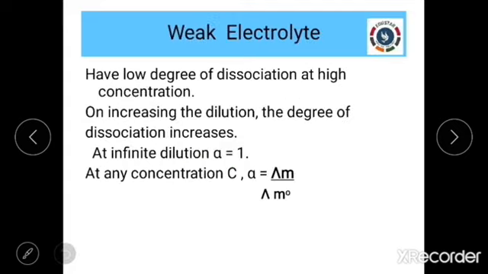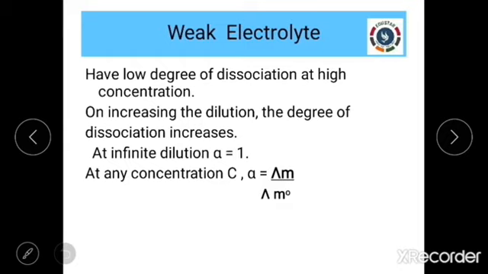Now we are going to move on to the weak electrolytes. In weak electrolytes also we are going to increase the dilution, right? On increasing dilution, what happens? What is a weak electrolyte? A weak electrolyte is a substance which won't dissociate completely into ions. In other words, we can say it is partially dissociated into ions. The best example for a weak electrolyte, we will all say, is acetic acid, CH3COOH.